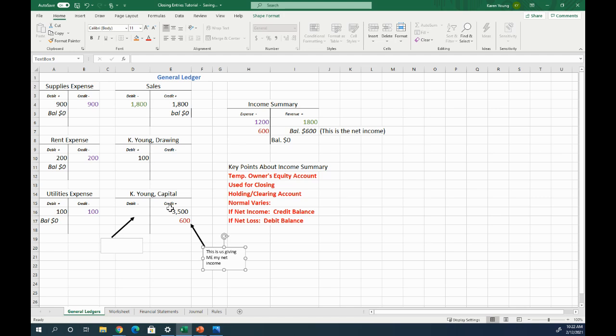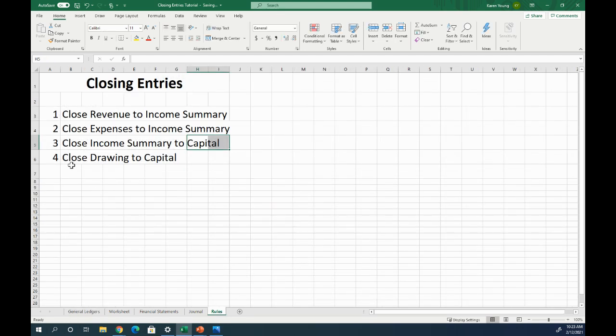The story doesn't end here though. I'm not going to come up with a new balance because there's one last thing I have to do. I have to close drawing. So my last closing entry says close drawing to capital.